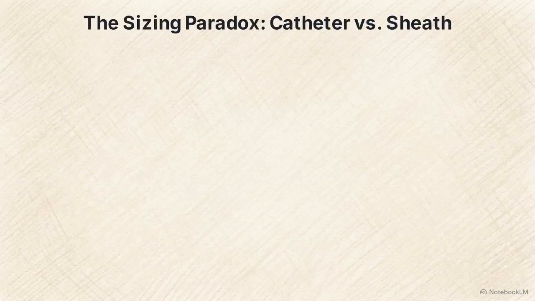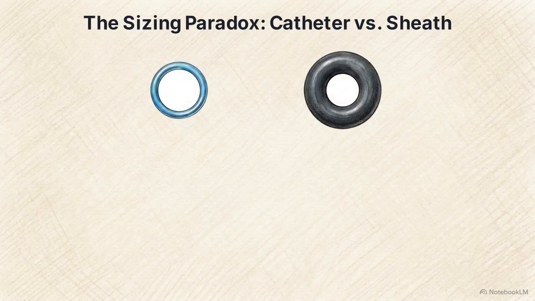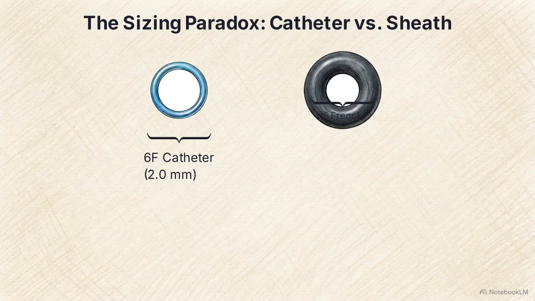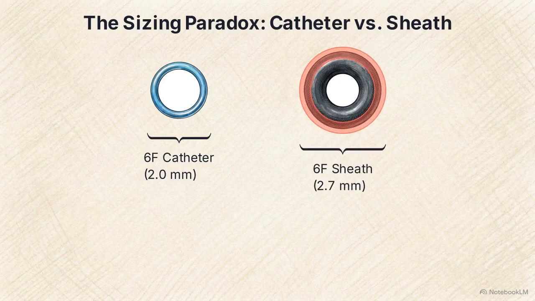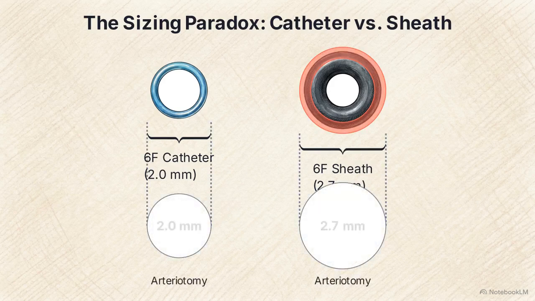This side-by-side diagram illustrates the primary example of this discrepancy. On the left is a 6 French catheter creating a 2.0 millimeter profile. On the right is a 6 French sheath measuring 2.7 millimeters. Despite sharing the exact same 6 French designation, the sheath carries significantly more mass. Consequently, these two tools create drastically different arteriotomies, the literal puncture holes made in the patient's vessel.